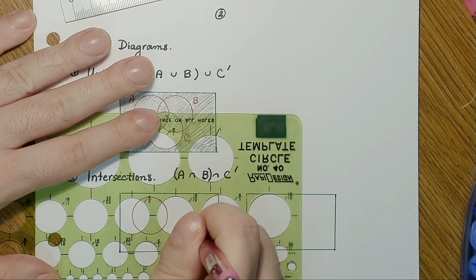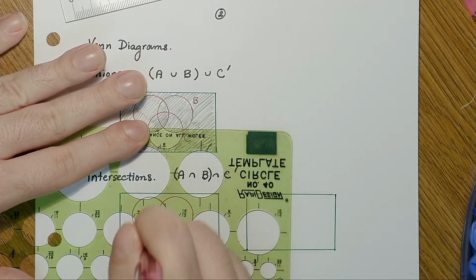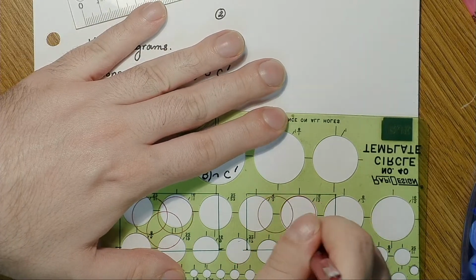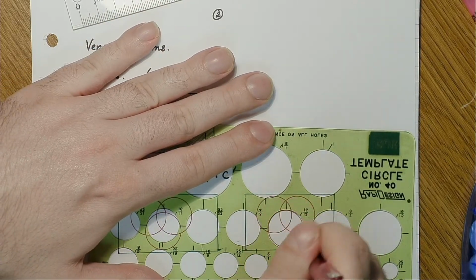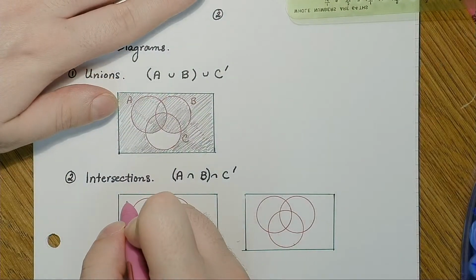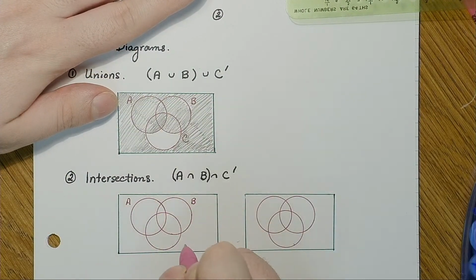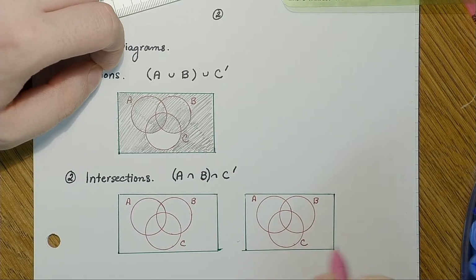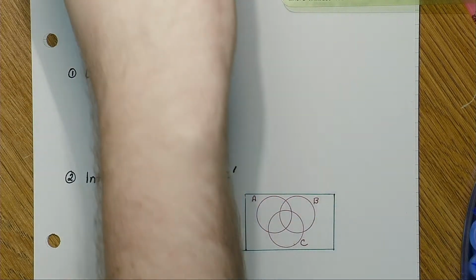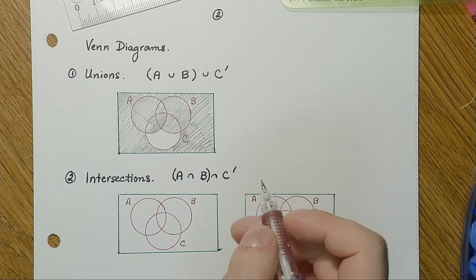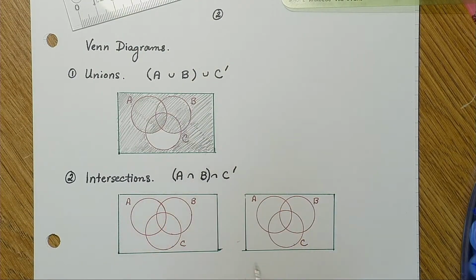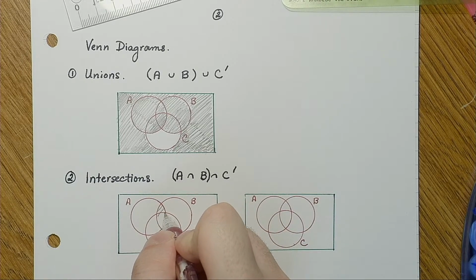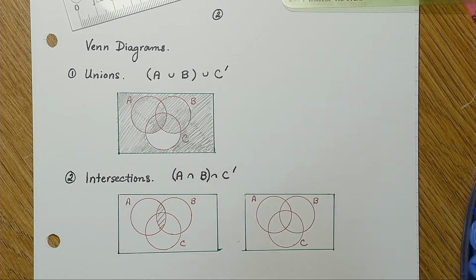So again, 3 sets. Okay, so in this case, what we want is the intersection of A and B. So that's right in here. So I'm going to use one direction here.